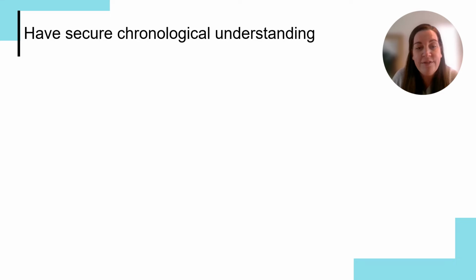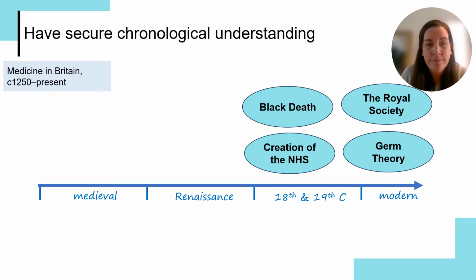You also need to have a secure chronological understanding. This paper 1 is assessing 1,000 years of British history, so it's important that you know what comes in what order. Your history exam is not just a test of historical dates, but you do need to have sound chronological understanding.